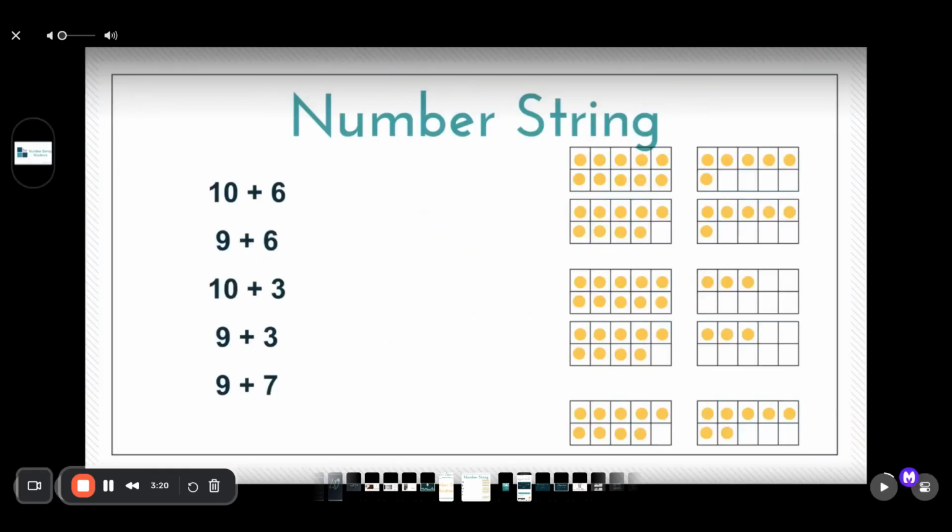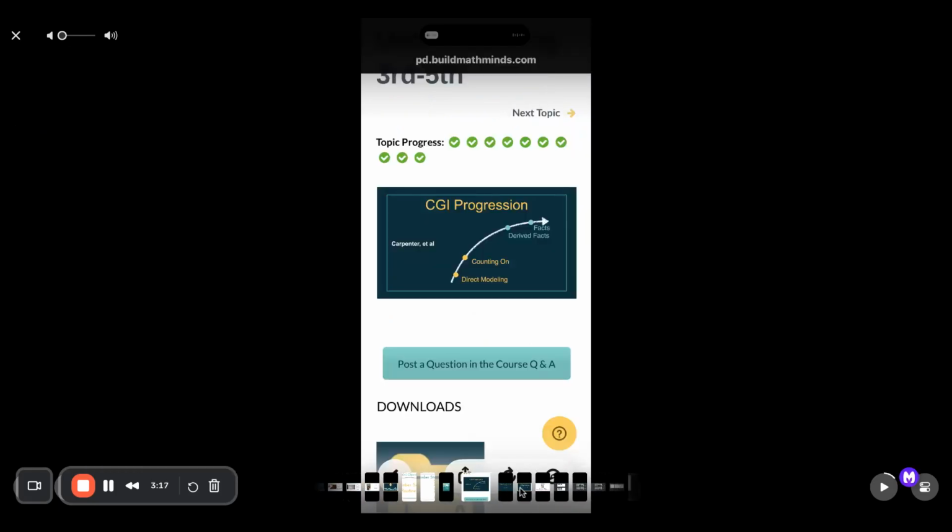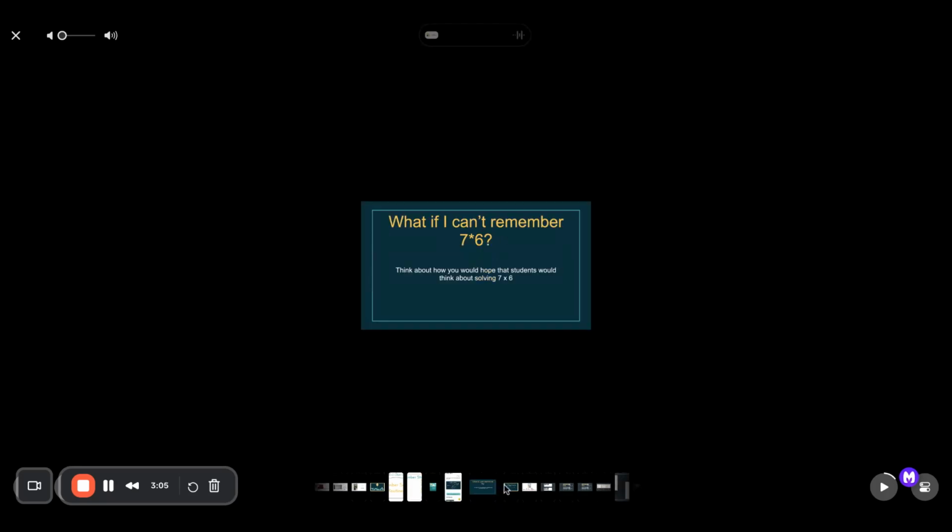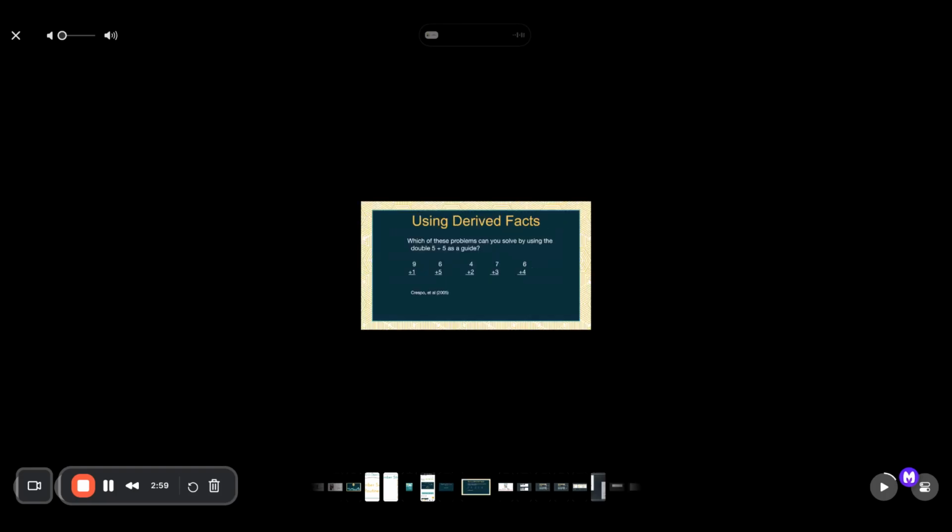This is kind of out of order, but I think we'll just come back to that. So also, it's all based on the CGI progression, that we go from direct modeling, counting on, all the way to facts, but we're missing all this part, which is hybrid and derived strategies and using facts we know. So if they don't remember 7 plus 6 or 7 times 6, they're in trouble. They don't have flexible ways to solve them.